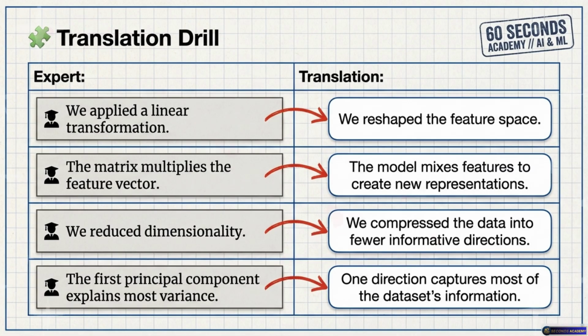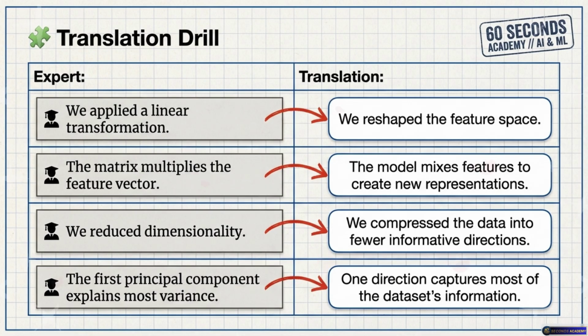All right, the senior engineer says, we applied a linear transformation to the input space. Translation. We reshaped the feature space by stretching or rotating the grid to untangle the data. Perfect. Next one. The weight matrix multiplies the feature vector in the first hidden layer. Translation. The model mixes the raw features together to create brand new, more predictive composite features. Nice. How about this one?